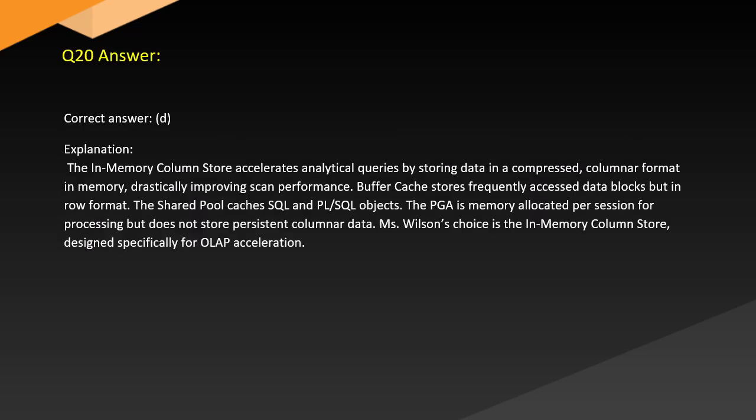Answer. Correct answer. D. Explanation. The in-memory column store accelerates analytical queries by storing data in a compressed columnar format in memory, drastically improving scan performance. Buffer cache stores frequently accessed data blocks, but in row format. The shared pool caches SQL and PL/SQL objects. The PGA is memory allocated per session for processing, but does not store persistent columnar data. Is Wilson's choice the in-memory column store designed specifically for OLAP acceleration?